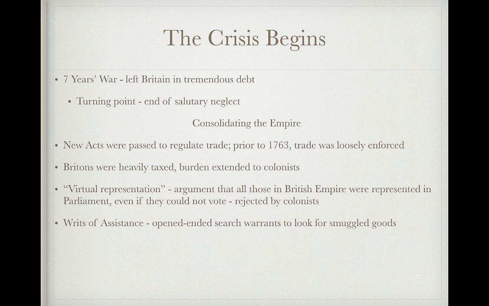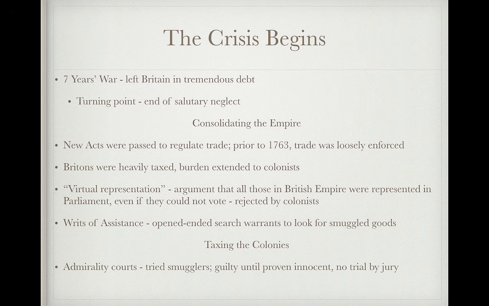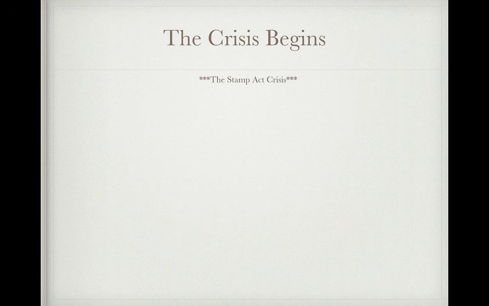They didn't like this. Writs of assistance were created, and these were essentially open-ended search warrants that allowed British officials to search homes and especially ships for smuggled goods. And if somebody was caught smuggling, they would be tried in an admiralty court where they were guilty until proven innocent. And there was no trial by jury. Lots of tension this creates between the colonists and the British as well. The Currency Act was created, and this prohibited colonies from printing paper money, and they must use hard currency or gold and silver.